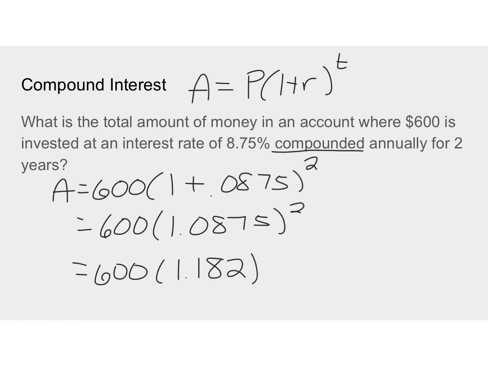Leave that big number in your calculator, because what is my last step I need to do? Multiply by 600. So leave that in your calculator and just hit times 600. And then you get 709.59. I will walk around while you're doing your next example to make sure you know where the exponent is on your calculator.